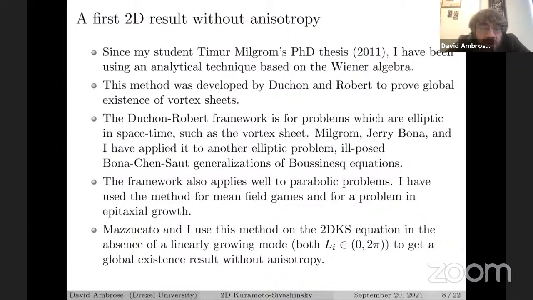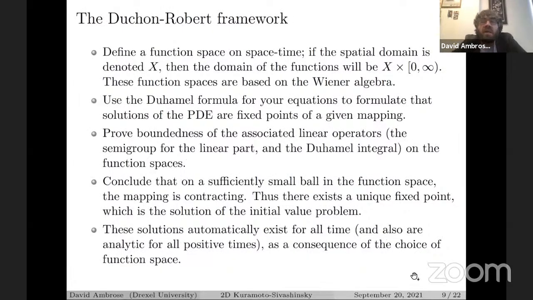I'm going to describe our first 2D result when there are no linearly growing modes. So we do get to allowing linearly growing modes, but our first result is in the absence of linearly growing modes. And so our restriction on the domain, if you remember the linear part, to have no linearly growing modes, you needed the length of your torus to be less than 2 pi. And so in the 2D case, that means that both lengths, L1 and L2, are in the interval 0 to 2 pi.